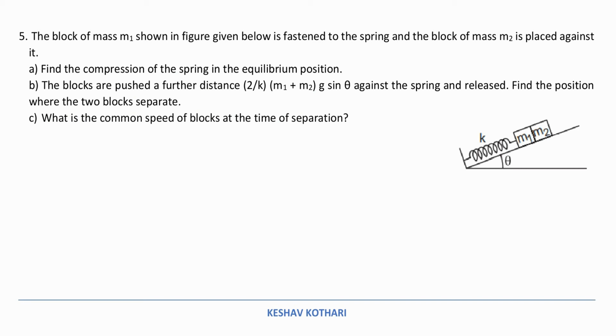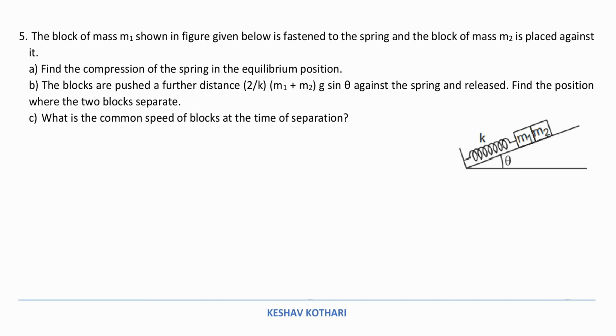The block of mass m1 shown in the figure given below is fastened to the spring and the block of mass m2 is placed against it. Find the compression of the spring in the equilibrium position. The next one is, the blocks are pushed a further distance 2 by k (m1 plus m2) g sin theta against the spring and released. Find the position where the two blocks will separate. And the last part is asking what is the common speed of the blocks at the time of separation.